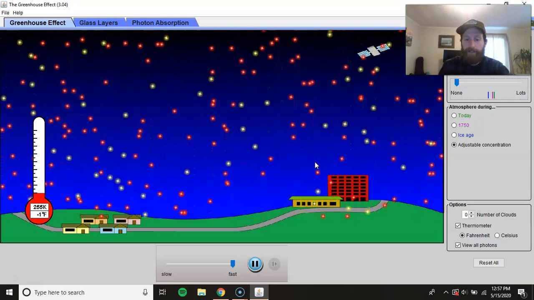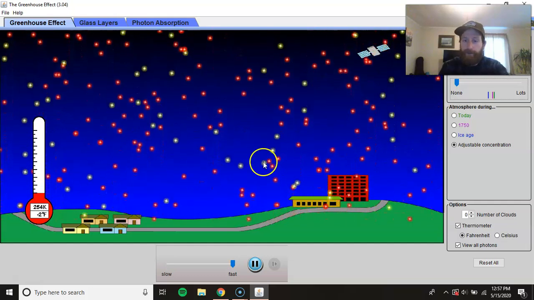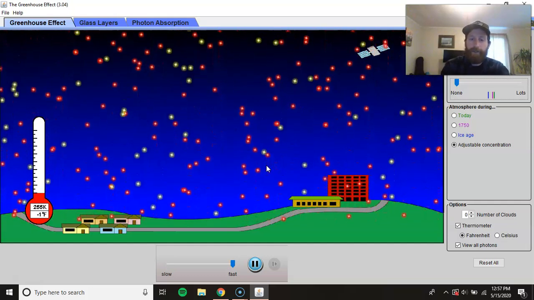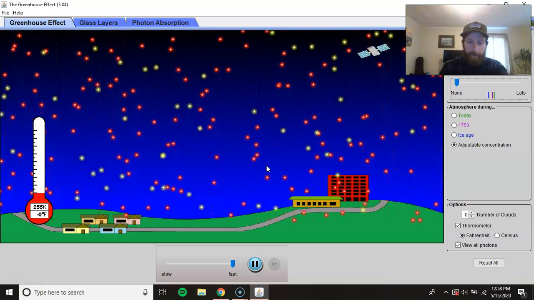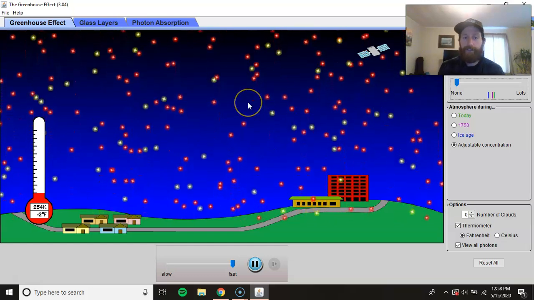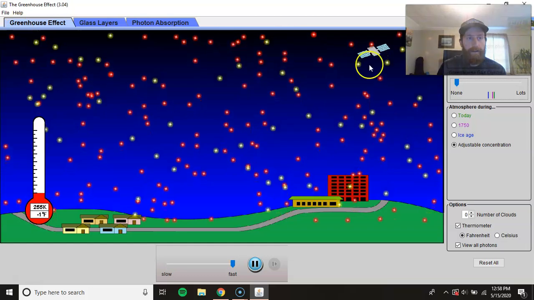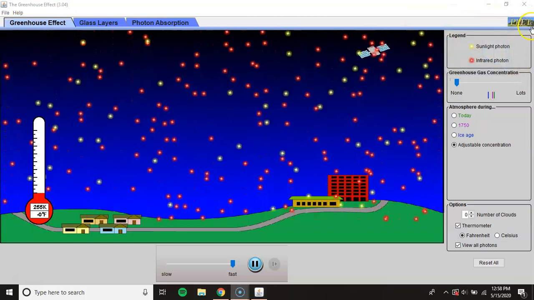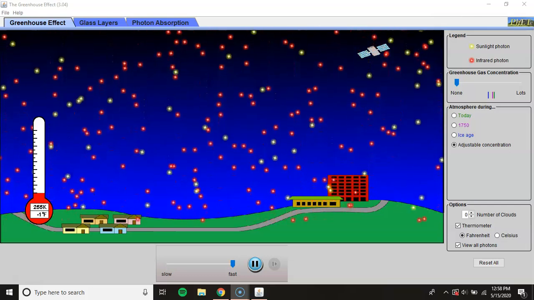But just a quick disclaimer about that. This needs Java to run, which your Chromebooks don't have, unfortunately. If you go on a Windows PC, you'll be able to run this by searching PhET. That's PhET with a PH, like you see right here, and the greenhouse effect. So Google PhET with a PH and the greenhouse effect.